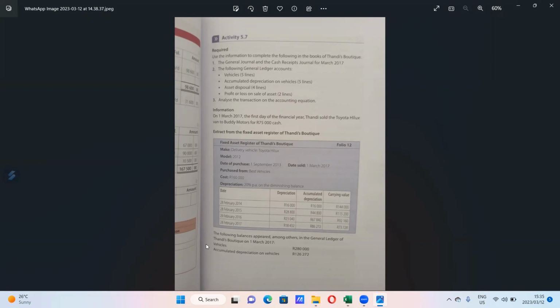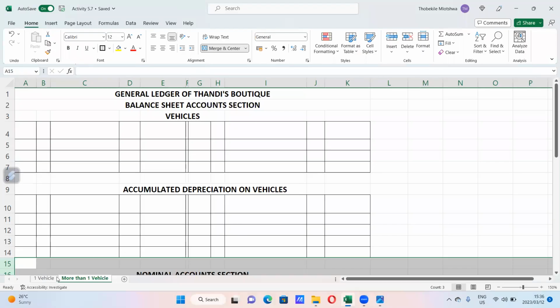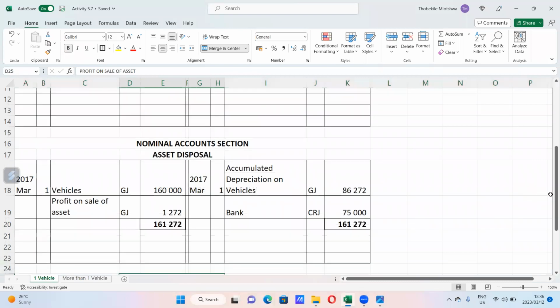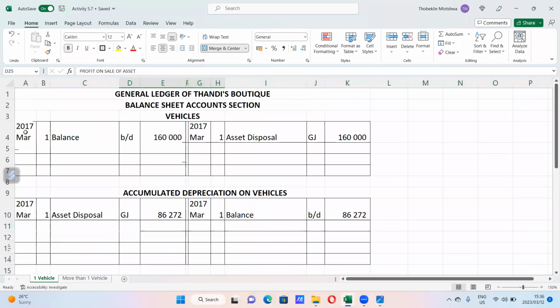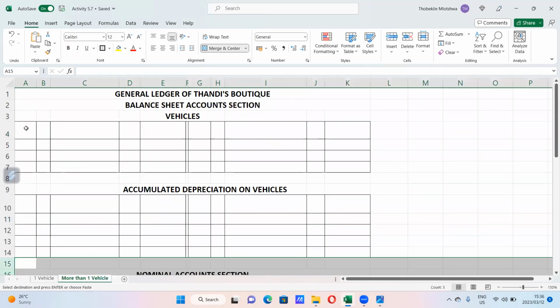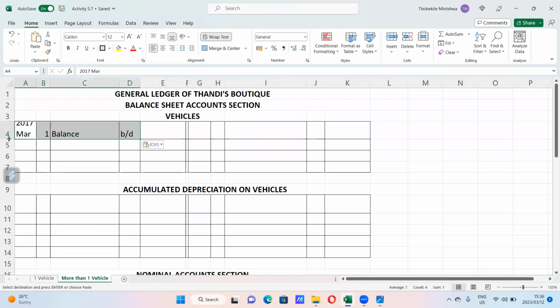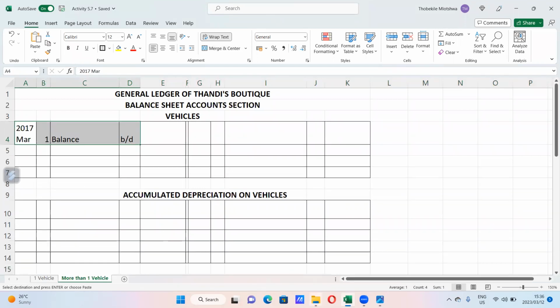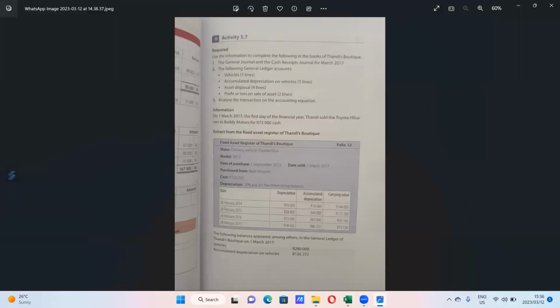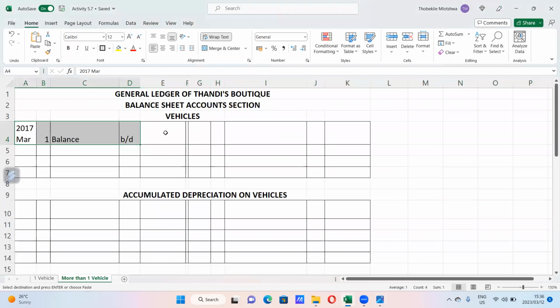So let's start with the opening balances. So now our opening balances will be these ones, because now we are doing the full books of Tannis Boutique. So opening balance, I'm going to copy and paste so that it's faster. Opening balance. So like we said, asset, vehicles and assets. So the opening balance will be on the debit side. So on the debit side, we have, is it 260 or 280? 280. So we are going to have 280,000.